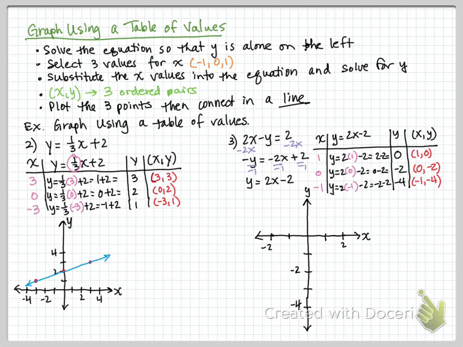So I have 1, 0. So that puts that on the x-axis. I have 0, negative 2. That puts that on the y-axis. And then I have negative 1, negative 4. So they all do seem to form a line, and then all I do is connect them up.